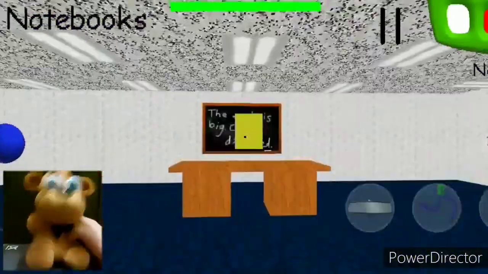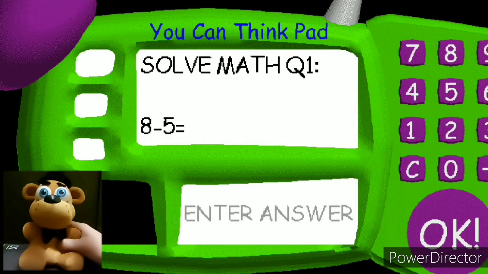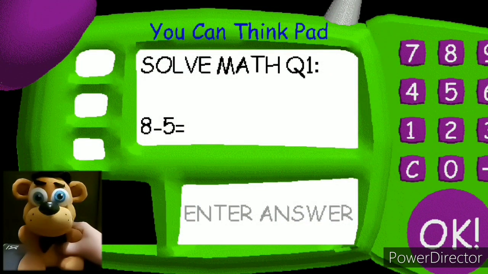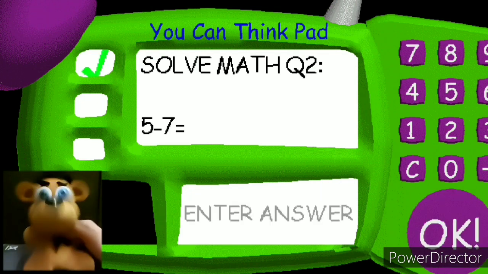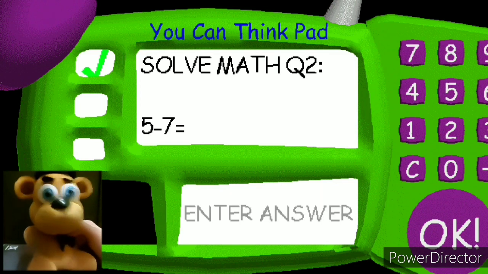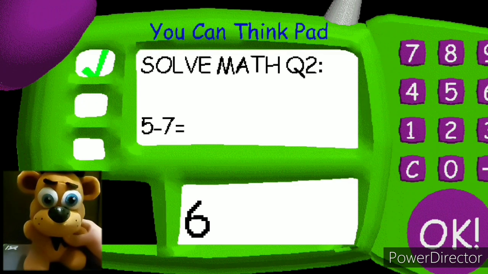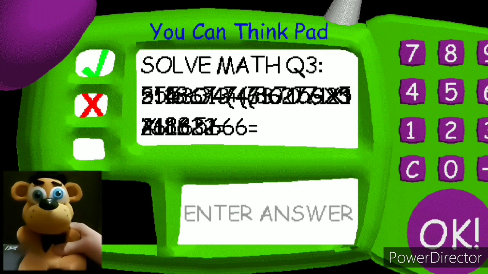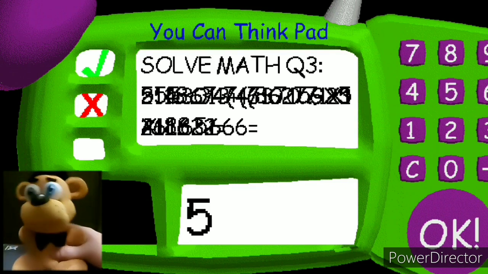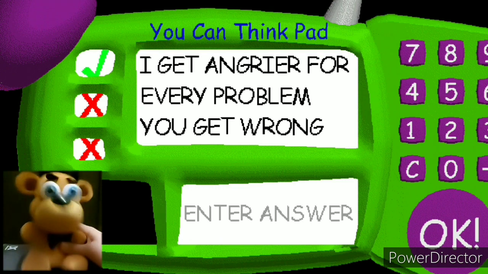Let's try one. Okay, gotta get this right. 8 minus 5 equals, I think it's just 3. 5 minus 7, it's just, oh no. Can I get rid of that? Okay, I can get rid of that too. What? How did I get that wrong? Oh, I guess I got it wrong. Anyway, I guess we should move on.